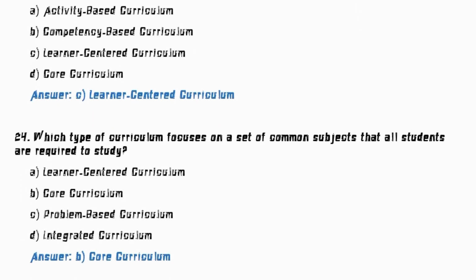Question number 24. Which type of curriculum focuses on a set of common subjects that all students are required to study? Option A, learner-centered curriculum. Option B, core curriculum. Option C, problem-based curriculum. Option D, integrated curriculum. Correct option is option B, core curriculum.